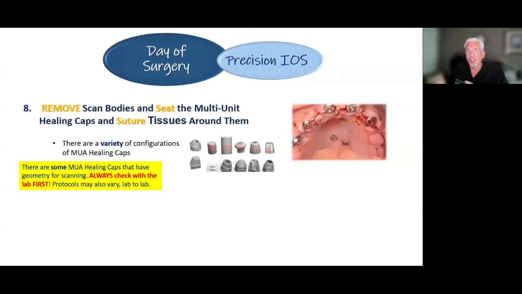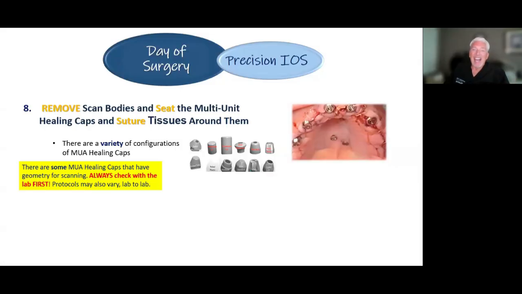Now, I'm going to show you a couple different things because some of the systems have a healing cap that has a twofold purpose, where it can act as a healing cap for suturing around as well as for scanning. But the point I want to really make right now is that there are a lot of different healing caps. And if you just put a healing cap in and scan that and don't communicate to the lab, they need to know the brand, they need to know the size.